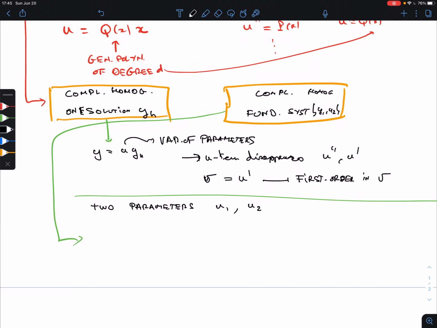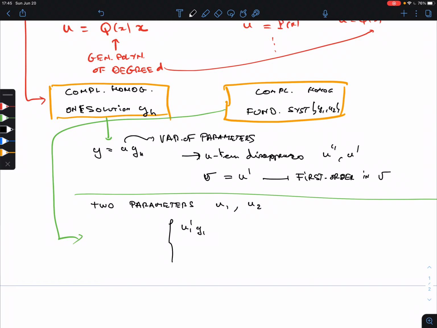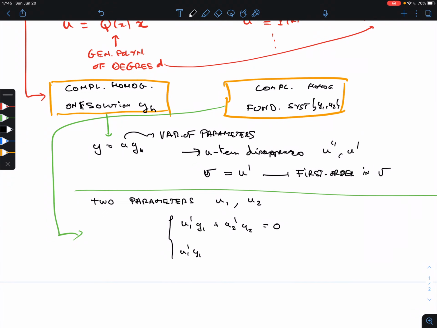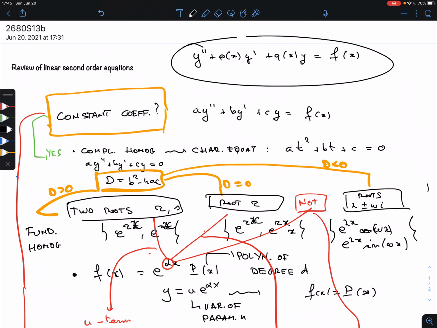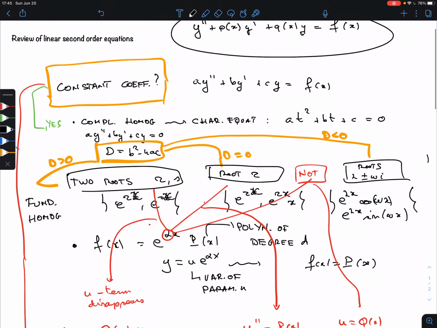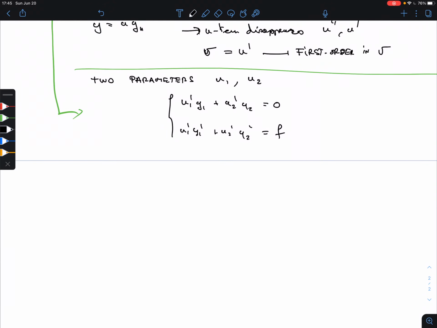So what does that mean? Well, you create a system, and you say, U1 prime Y1 plus U2 prime Y2 has to be equal to 0. That's one equation. And the other equation is that U1 prime Y1 prime plus U2 prime Y2 prime has to be equal to F, where we have written this in this form. So be careful with the coefficient. If there's a coefficient in front of the double prime, then you have to divide by it. So that's a system of equations that you solve, with whatever means possible.